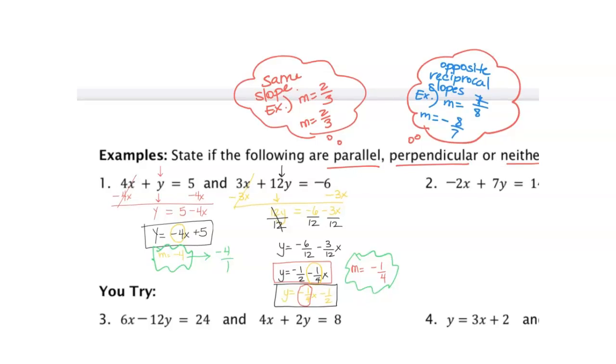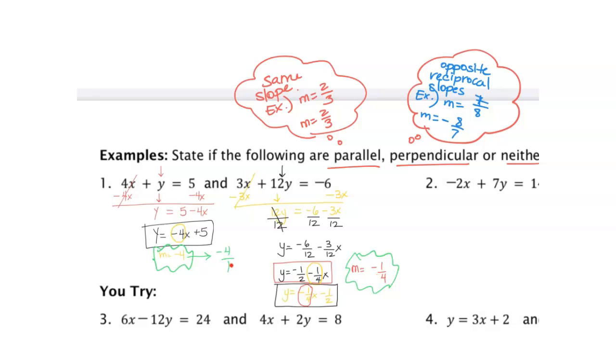Think back to what we've learned about parallel and perpendicular lines. Parallel means they'll have the exact same slopes. Well, this is a negative 4 over 1. This is a negative 1 over 4. They are not the same. So they're not parallel. Okay, and then if you think about opposite reciprocals, that means that one will be positive, the other will be negative. So in this case, you have a negative 4 over 1 and a negative 1/4. Well, both of these fractions are negative. So they are not perpendicular.